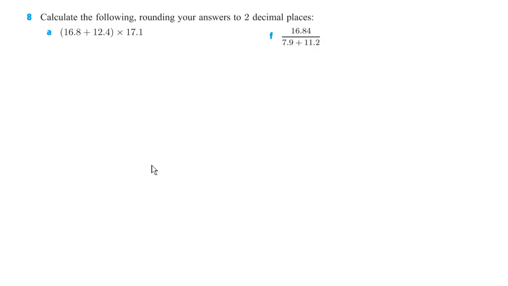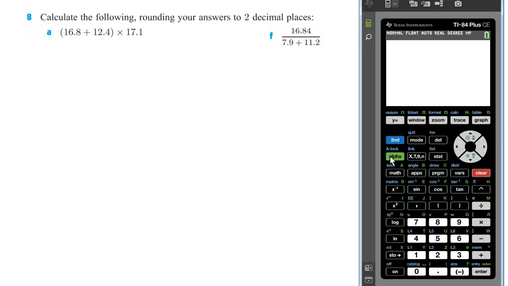Next one. 8. Calculate the following. Round your answers to 2 decimal places. So first thing we want to do is figure out what that equals. So this is in parentheses, so we're going to do this first. 16.8 plus 12.4. And what you want to do is hit equals. That will tell us what that equals. Because if you do 16.8 plus 12.4 times 17.1, it's only going to multiply the 12.4 times the 17.1 and then add the 16.8. So anyway, push equals. That will tell us what these two equal, 29.2.